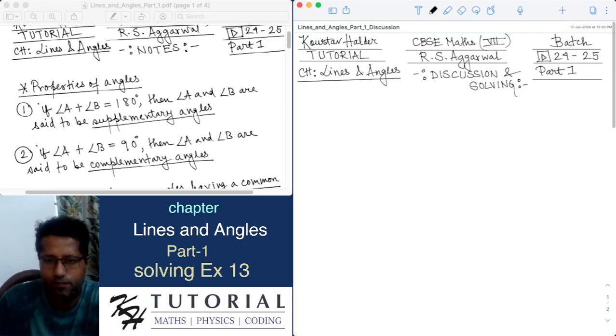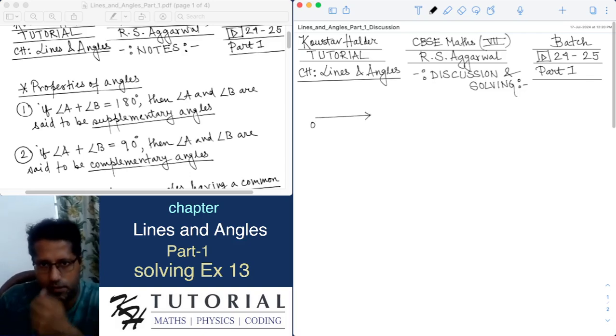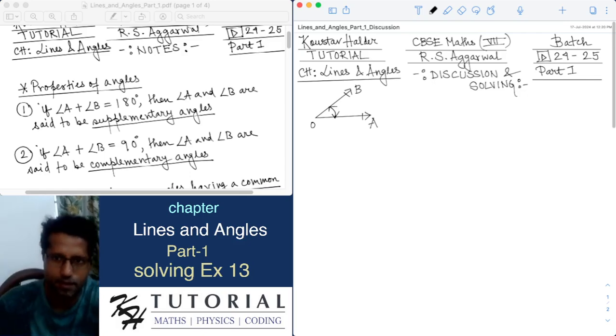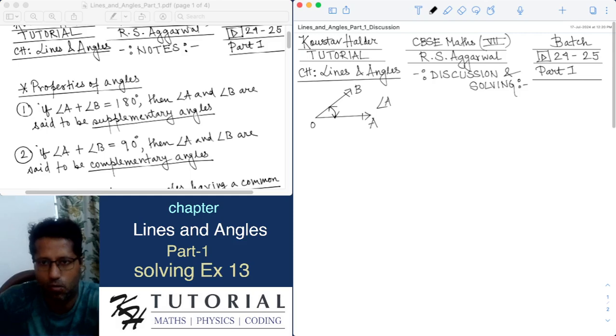Now, you know what is meant by an angle? An angle is nothing but we have two rays. Let's say we have a ray OA and another ray, OB, and they both intersect at the point O. That is, O is the common point, and so we say that this is the angle. The angle produced by the rays OA and OB intersecting at the point O is the angle AOB, or we can also say BOA. So this is an angle.